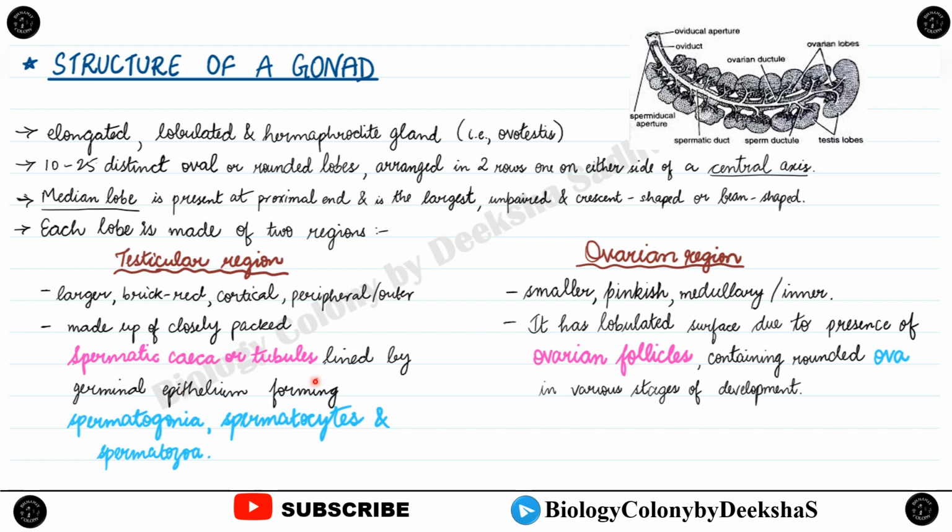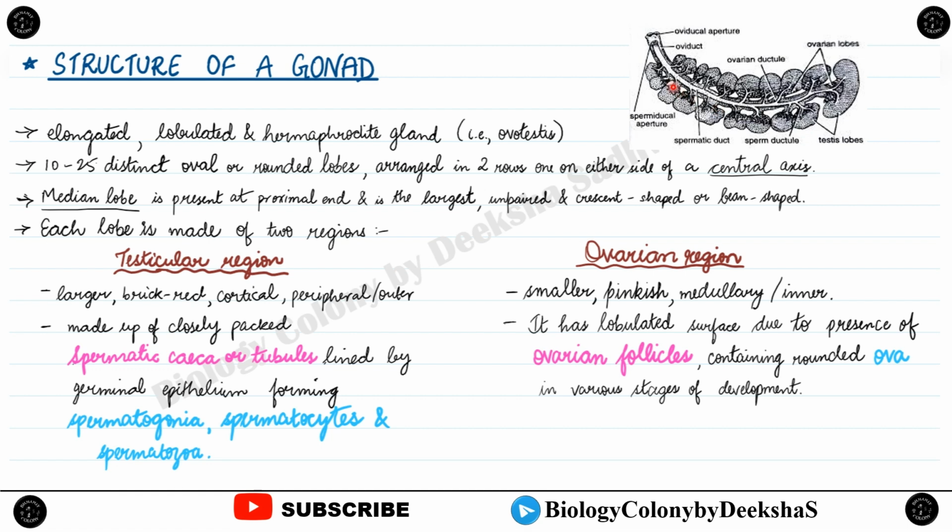spermatic ceca tubules lined by germinal epithelium forming spermatogonia, spermatocytes or spermatozoa. Basically, sperms are produced from the germinal epithelium layer of the spermatic ceca or the testicular region. Then the ovarian region contains lobulated surfaces, that is due to the presence of various ovarian follicles that contain rounded ova in various stages of development.